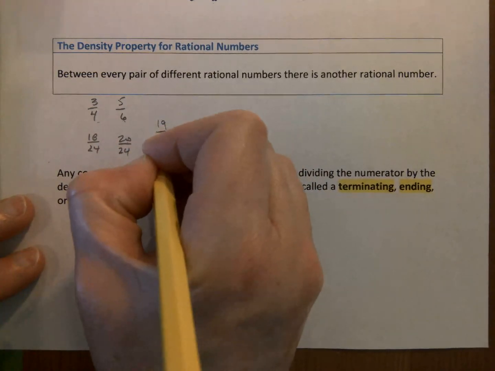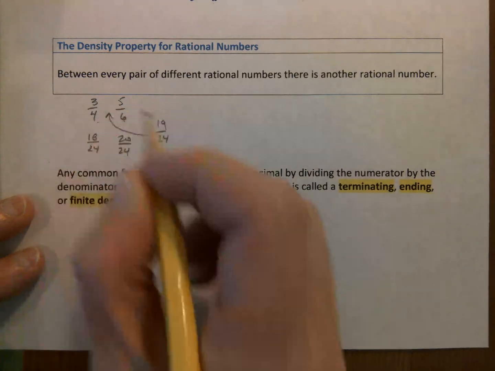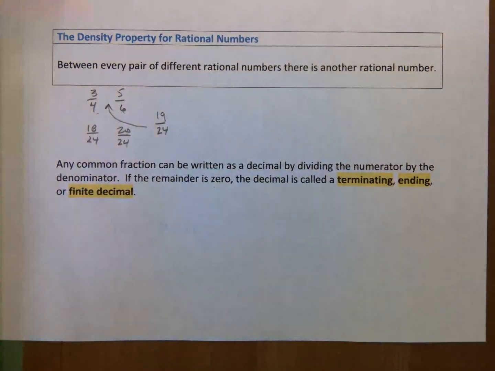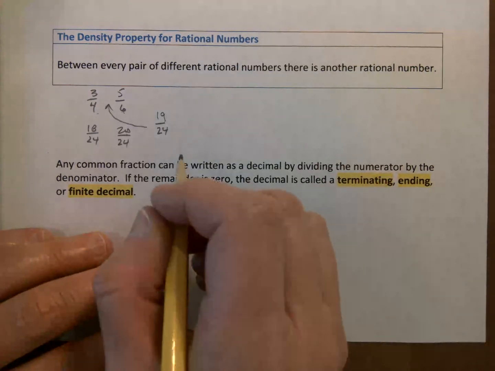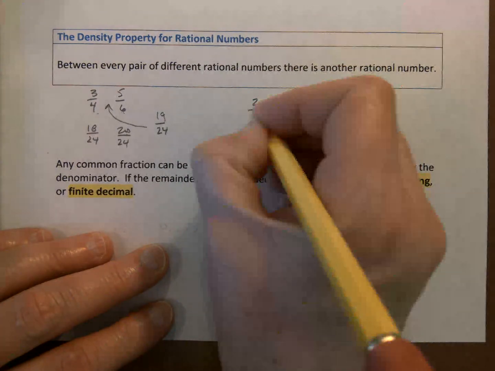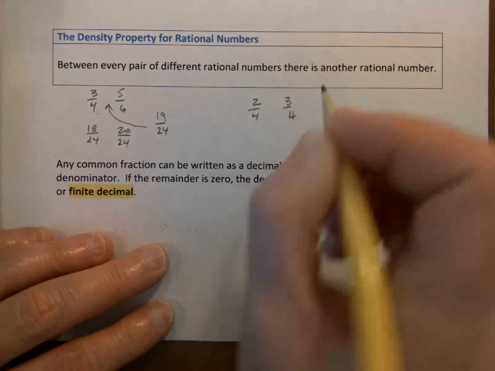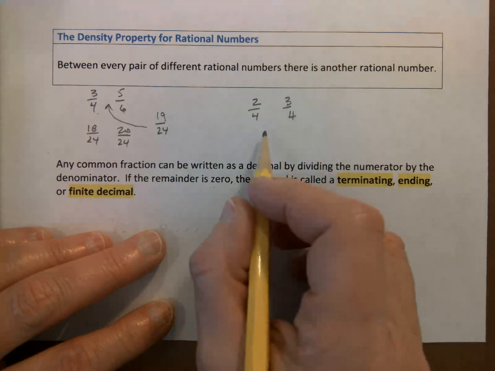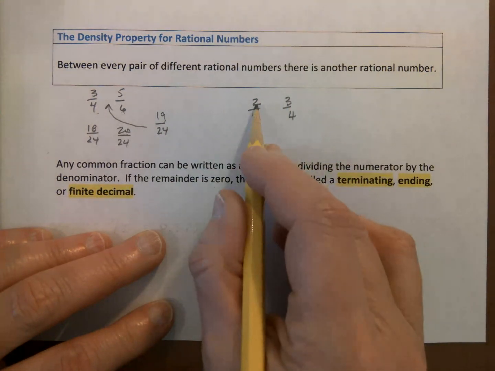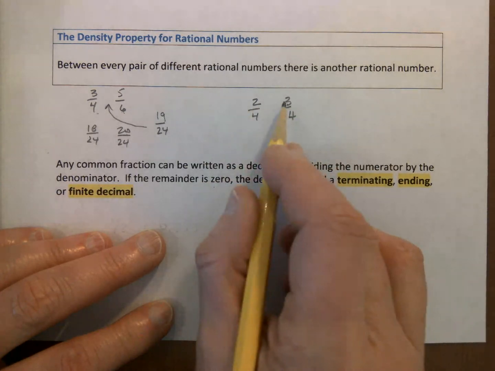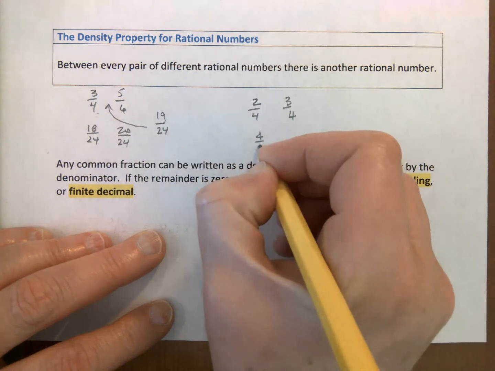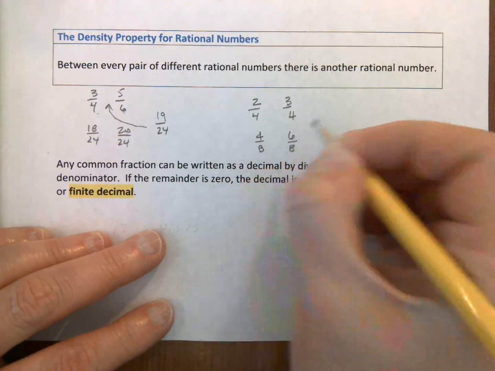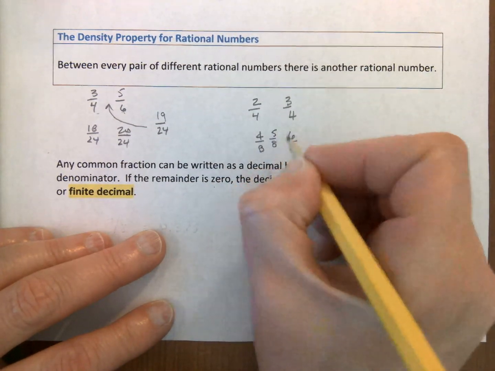So 19 over 24 is a number in between those two. And it's actually halfway in between those two. If I have another number, suppose I have 2/4 and 3/4, and I want to find a number that's halfway in between, since there isn't an integer in between 2 and 3, I'm going to multiply both by 2. So this becomes 4 over 8. This becomes 6 over 8. And obviously in between those two is 5 over 8.